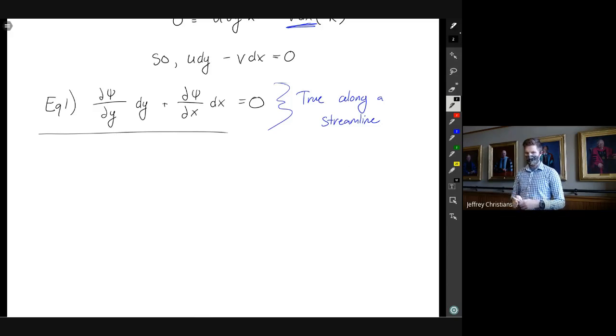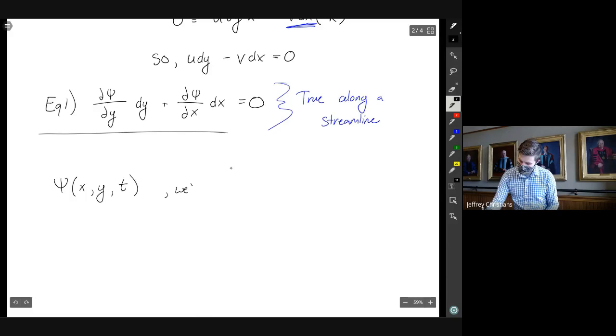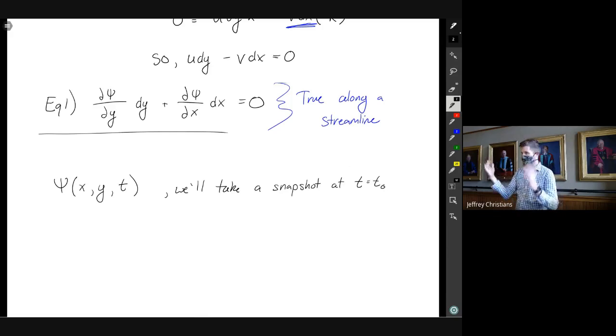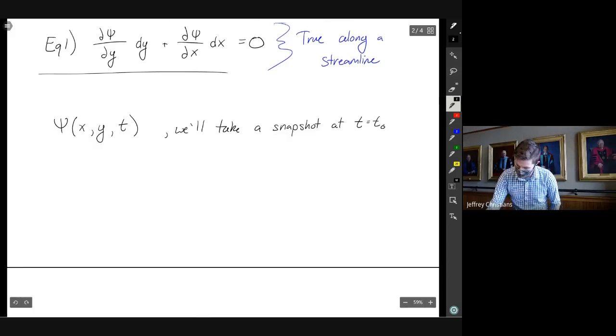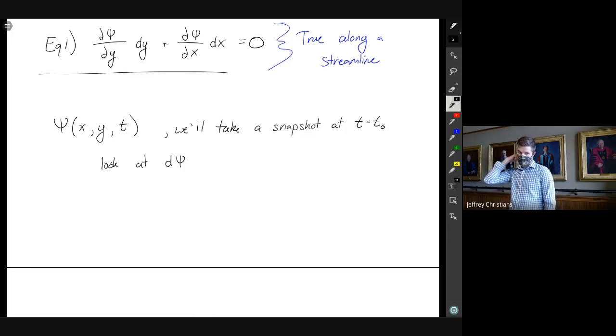Now we'll look at just the stream function, and we'll take a snapshot. So we'll look at the stream function, which is a function of x, y, and t. We'll take a snapshot at one instant of time, t0. So we take a picture of it, and then we look at how the stream function changes. So now we'll look at d psi. How it's changing, it's not changing in time because we took just a snapshot. So it's changing only in x and y.